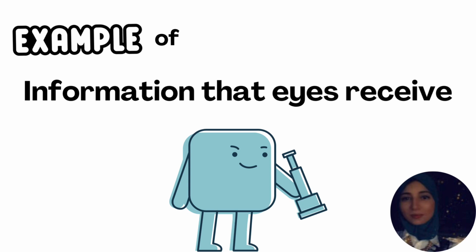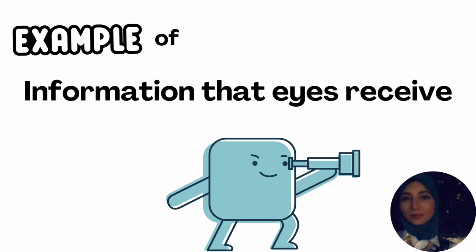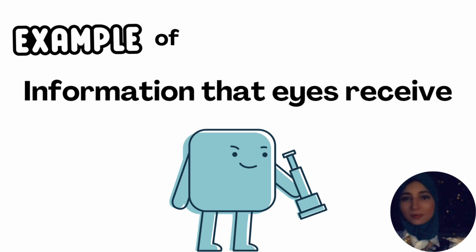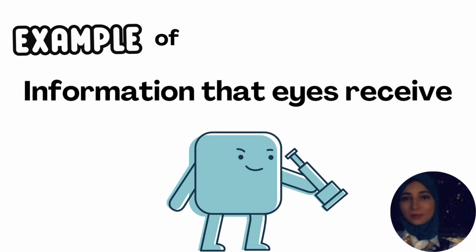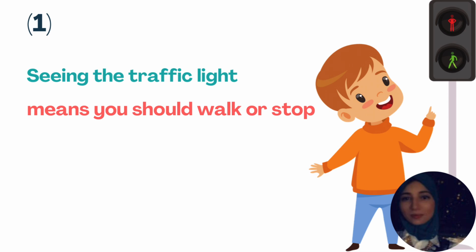So we will now take examples of information that the eye receives. We have 4 examples. First, as you see here, seeing the traffic light. This is an example of light energy received by the eye. When we see the traffic light, we know when we should walk or stop, by seeing the red color or the green light.